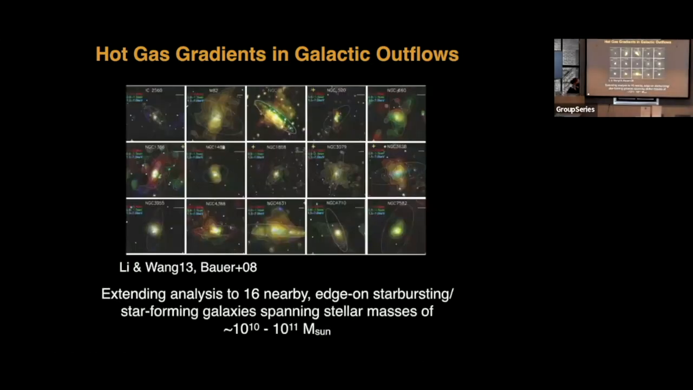Okay, so after this indoctrination of M82 being important, I was like, okay, there's a lot more sources we can look at besides this one. And so now we're doing this for an extended sample of 16 nearby edge-on starbursting, star-forming galaxies that span a range of conditions in terms of stellar mass and star formation.